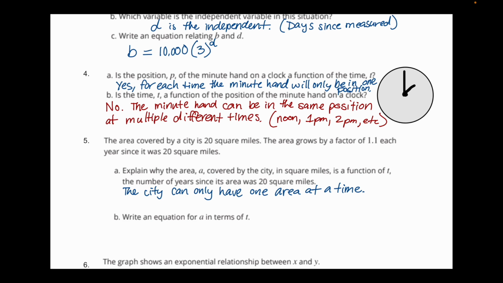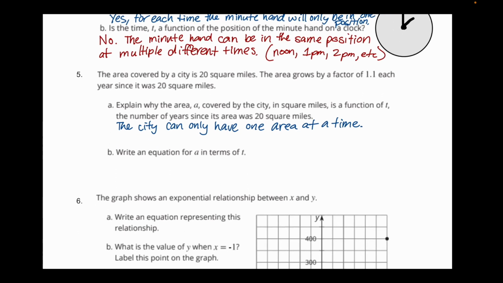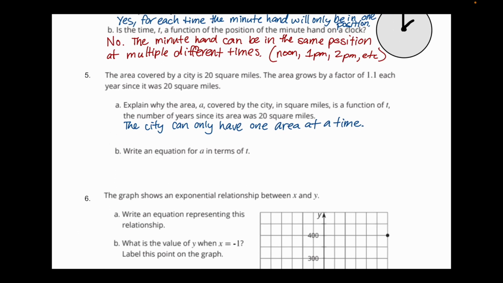Okay, and then for part B, they want us to write an equation for A in terms of t. So we can say A is equal to, and so that's the area. We're going to start with the initial value, 20 square miles. That's how much it covered. And then they did tell us it has a growth factor of 1.1. So we're going to have 20, and then I like to put my growth factor in the parentheses and say 1.1. And then this is t in time, but t is years, so to the power of t as my exponent. And that's all for question 5.